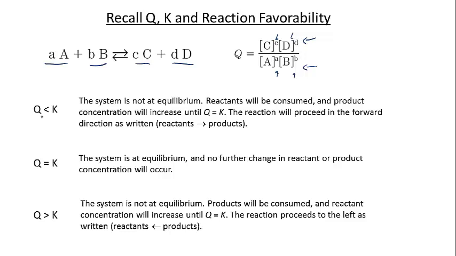And the idea is that if Q is less than K, that is, the reaction quotient is smaller than the equilibrium constant, the system's not at equilibrium and there's not enough products, so the reaction will shift to the right to make more products. If Q is equal to K, the system is at equilibrium and no further change will occur, even though the reaction is happening in both directions but at the same rate. If Q is greater than K, that means the system is too heavy in terms of products. There's too many products, and so the reaction will back react from products to make reactants until Q equals K.